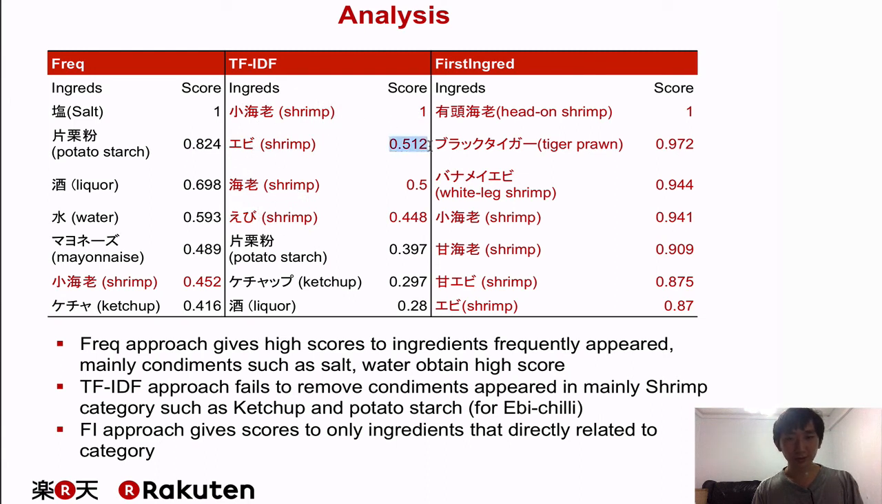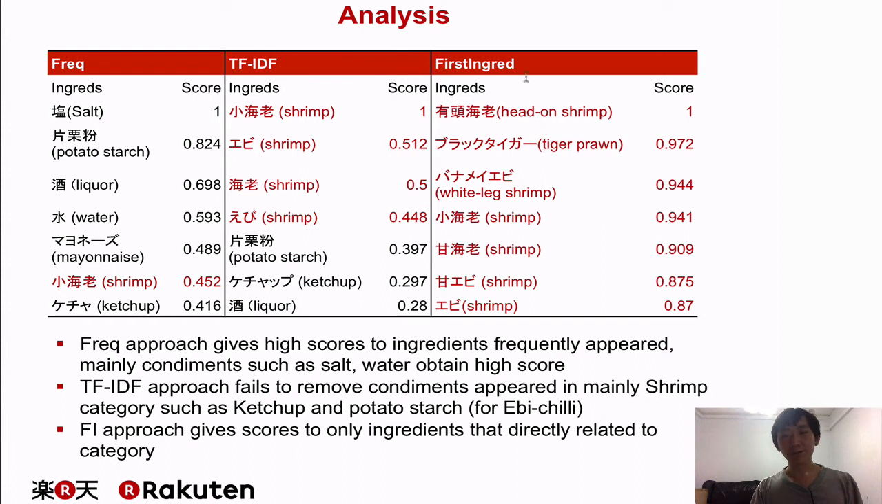score, huge variation. The shrimp itself is ranked a good score, but the difference between the next variations of shrimp, huge variation. And even things like potato starch. Why does potato starch appear in TF-IDF? Because you see, there is a dish that uses ketchup and potato starch. So it's true that ketchup and potato starch appear in shrimp related dishes, but again, this is not what we want. We want only to have shrimp results being returned.